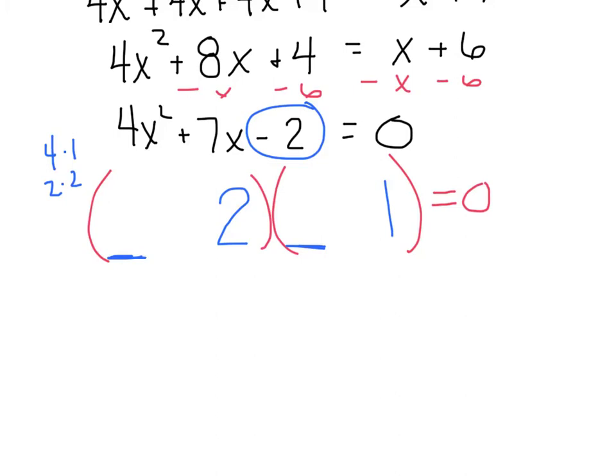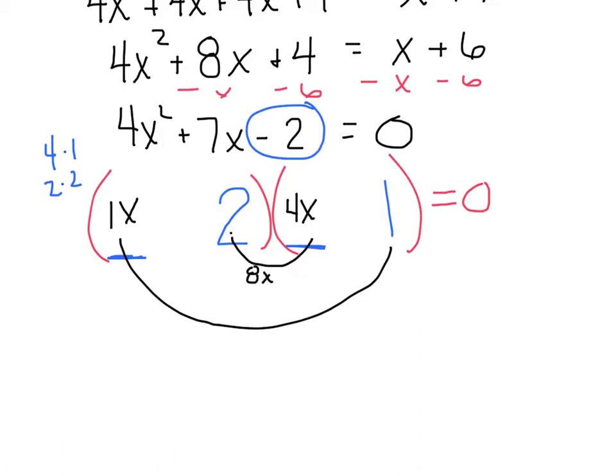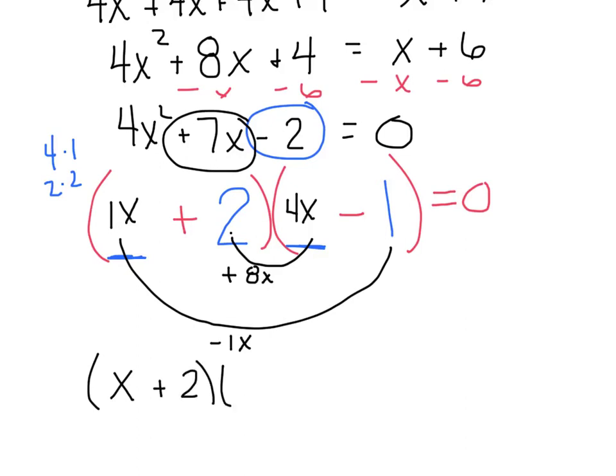I'm going to try, oh gee, I don't know, I'm going to try 4 and 1. I'm going to try 1x here and 4x here. Remember, check the outsides and the insides. 2x times 4x is 8x. 1x times 1 is 1x. Can that make a 7x? Sure, if that's positive and that's negative. So I'm going to put my plus sign here to get a positive 8x and my minus sign here. I got lucky on my first guess and check. How about you? So I went x plus 2 and 4x minus 1 equals 0.